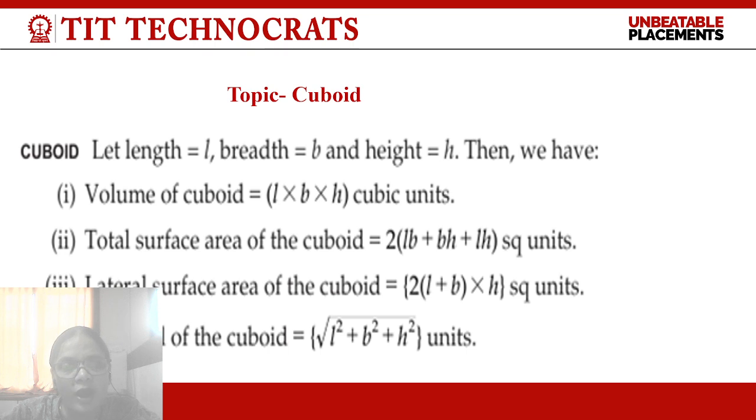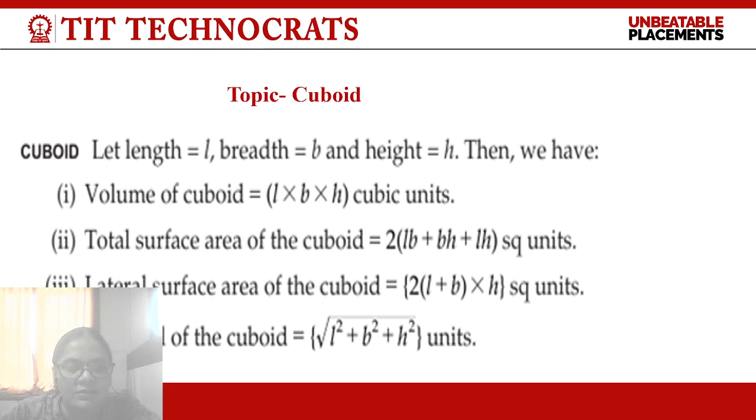So the volume of a cuboid is length into width into height. Now the second formula is the total surface area of a cuboid. Again in a cuboid we have six faces. Each face is a two-dimensional figure in the shape of a rectangle. When we calculate the area of all these six faces and sum them up, you will get the formula which is written here, that is 2 times length into width plus width into height plus height into length.